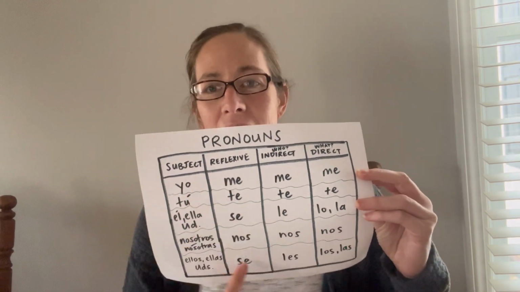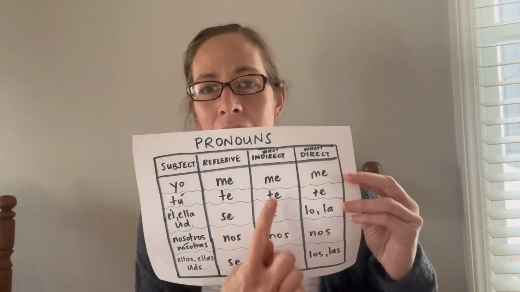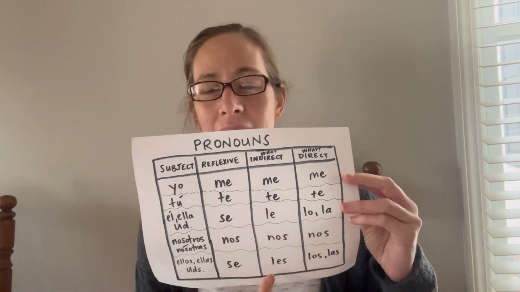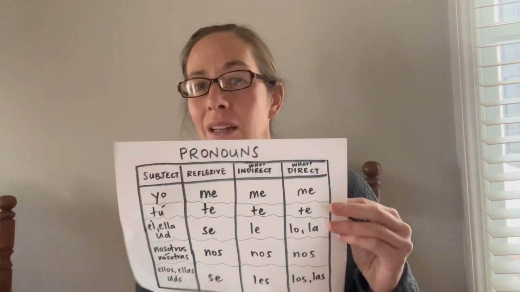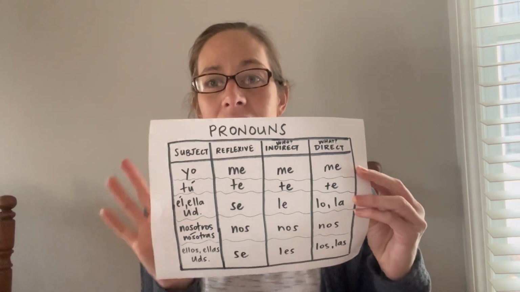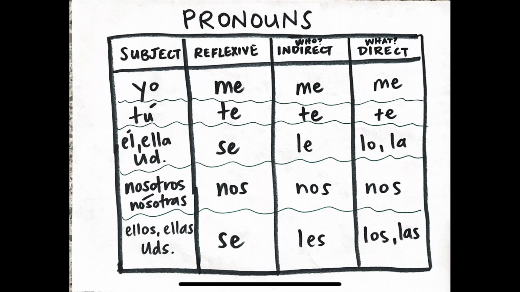Subject, reflexive: me, te, se, nos, se. Indirect: me, te, le, nos, les. And direct: me, te, lo, la, nos, los, las. So this should be completed on your paper now. If it isn't, take a pause and do that now. That will help give us a visual of how these pronouns fall.